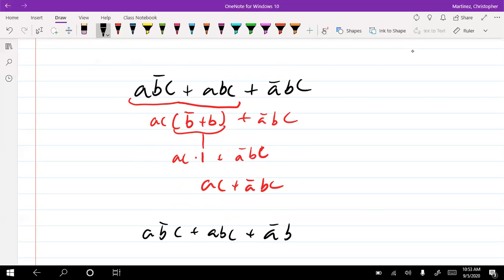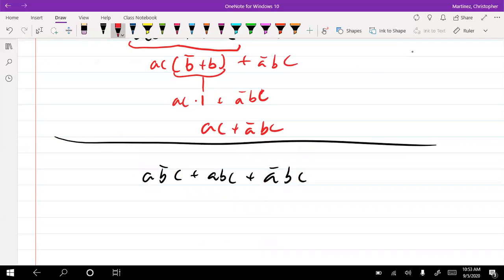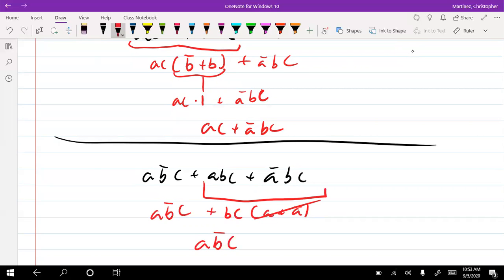What are the other terms that I could reduce? Well, let's look at the last two terms. On the last two terms, we see that we have BC in common. So let me pull out BC. I got this A or this A bar. The first term remains. That's going to come out to 1. So I got A B bar C plus BC. And again, here, two terms. One of them has two variables.